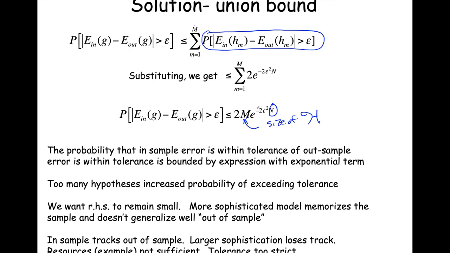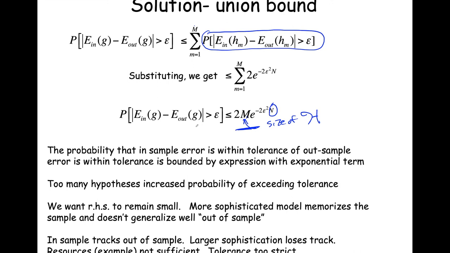The good news is that it has an exponential term. If you have too many hypotheses, meaning your hypothesis set is too complex, you have an increased probability. It becomes more and more likely that you're going to exceed the error tolerance. And the only way to pay for that is with a large sample size. You want the right-hand side to be as small as possible. And so a sophisticated model has a big hypothesis set, so M is big. A sophisticated model essentially memorizes the sample and does not generalize well, does not approximate well out of sample.